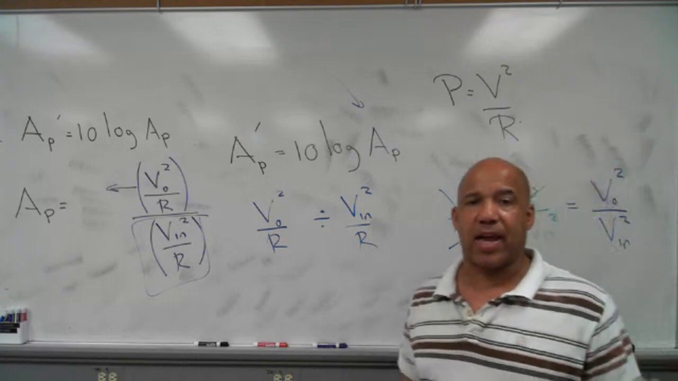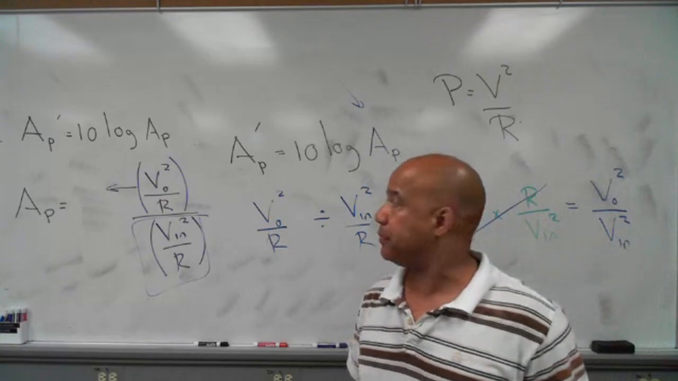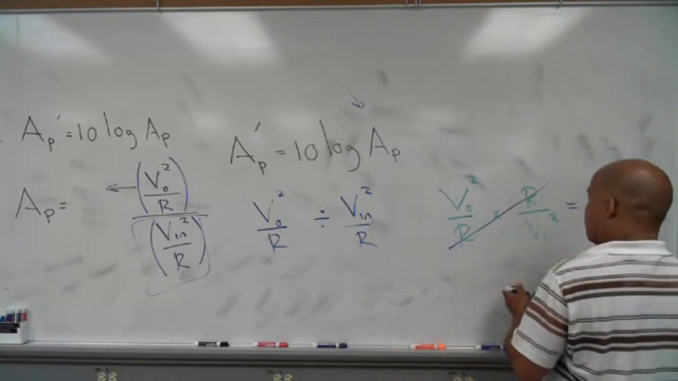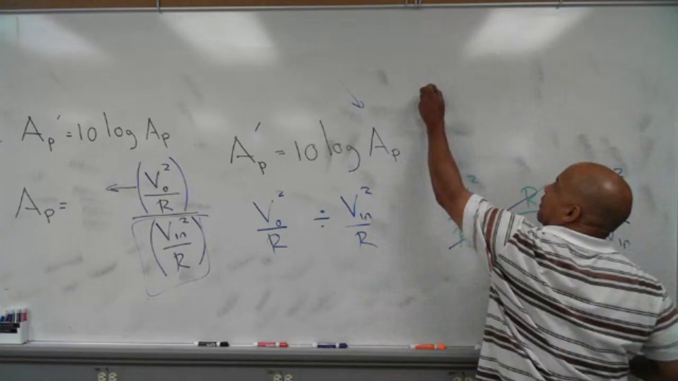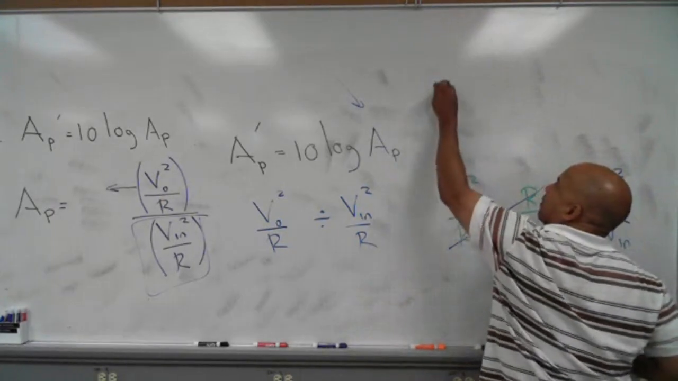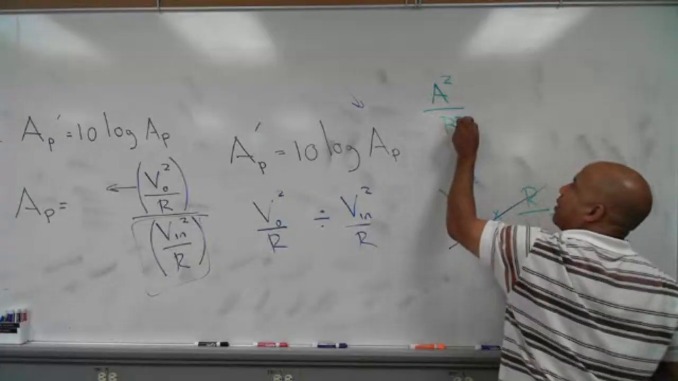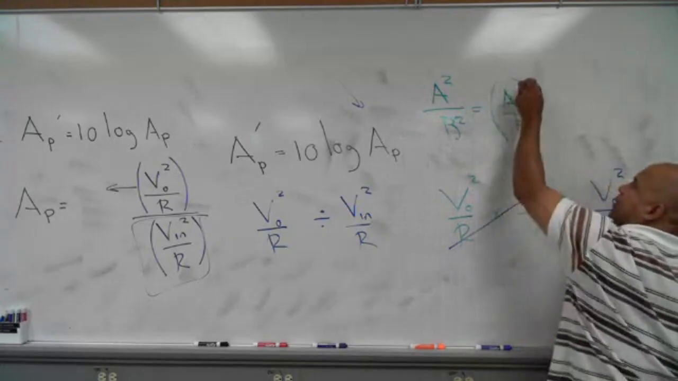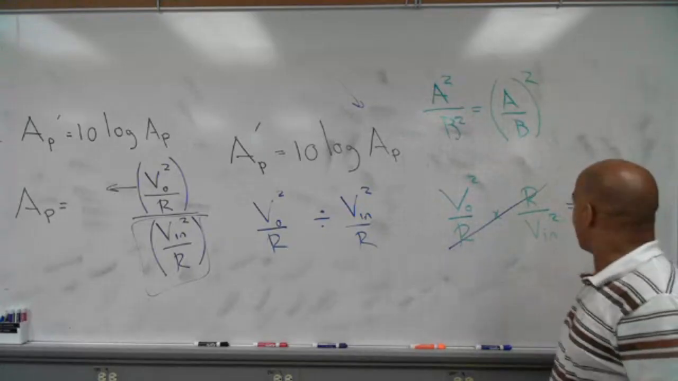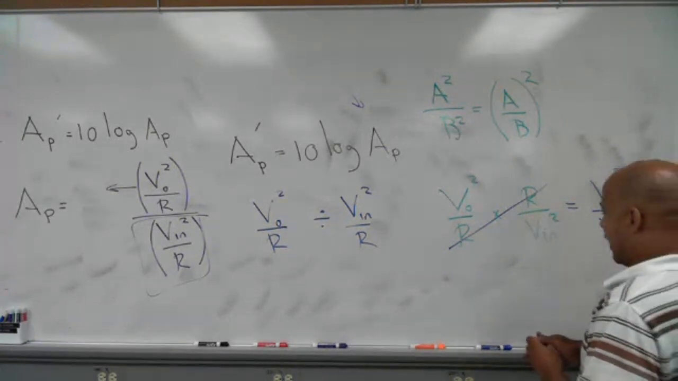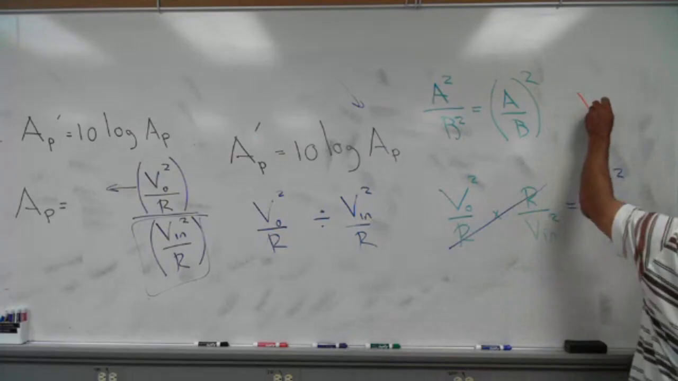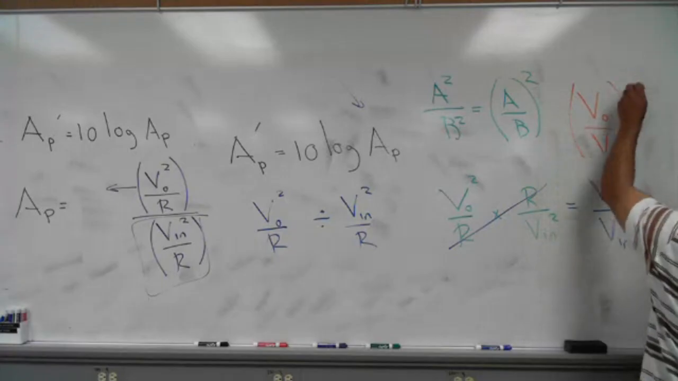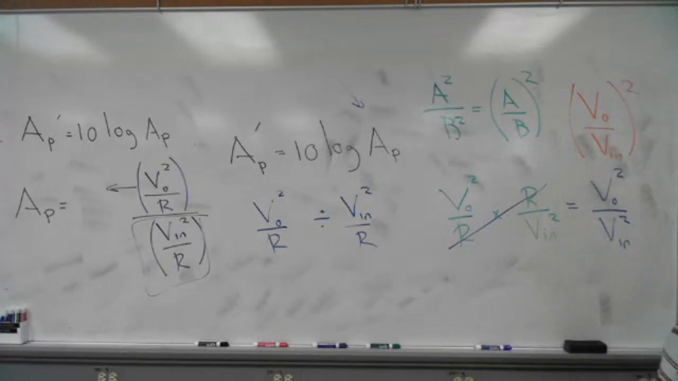Then you go back to your algebra class. Remember when you learned about exponents? They told you that if you had A squared over B squared, you can just take the ratio of A to B and write that whole thing to the second power. Those are equal to each other. So if I apply that to this, I can take the output voltage divided by the input voltage and just raise that whole thing to the second power.